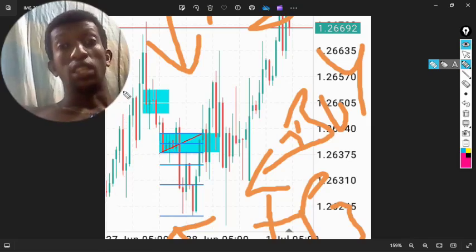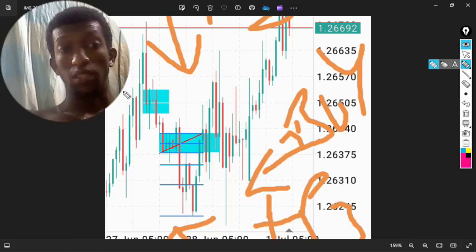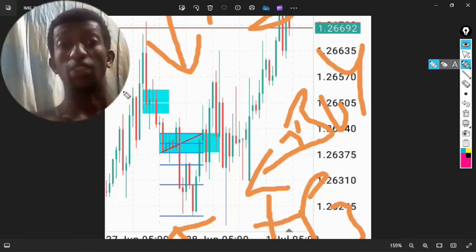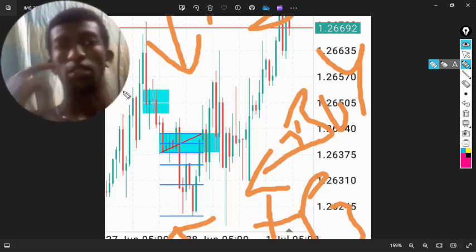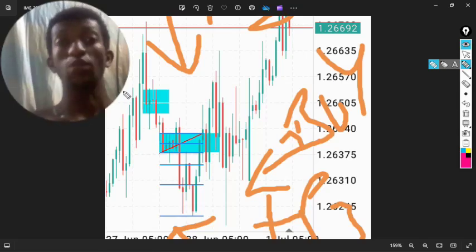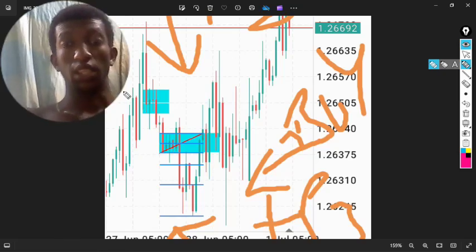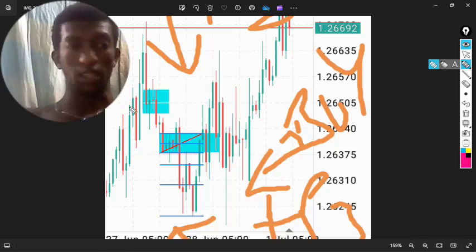So you can target TP3, okay? TP3 and TP2 don't have equal chances, but TP2 has the highest chance. It has to be hit. It is a must. Price has to move there. But TP3 has less chance, but it can be hit. TP3 can be a target.